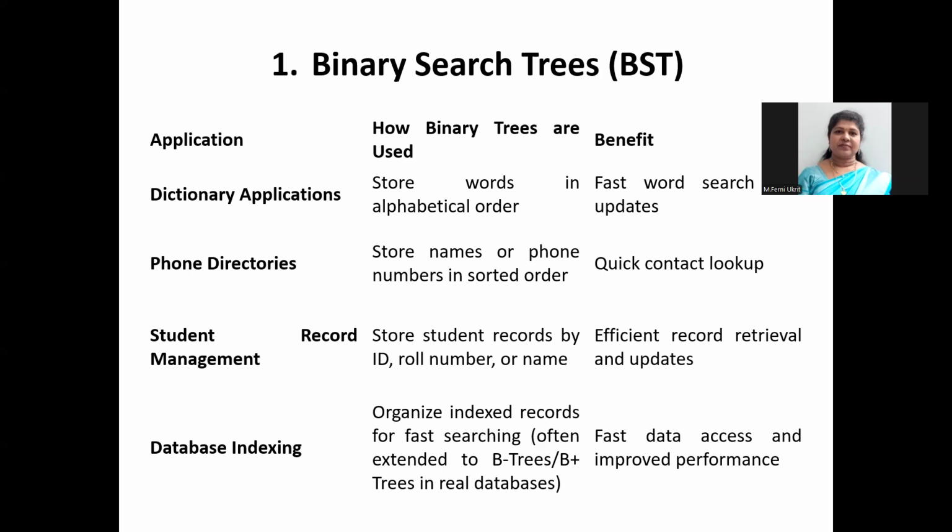And database indexing. Databases use binary search trees, and mainly B trees and B plus trees are used here, which maintain and organize the index data for faster access. Since it has indexes, in a company or in an organization, each employee will be having an ID, an employee ID.